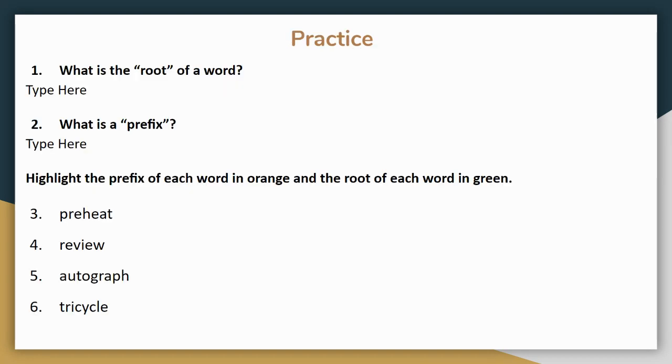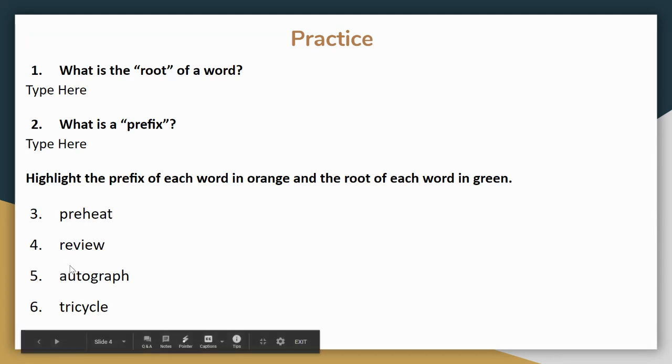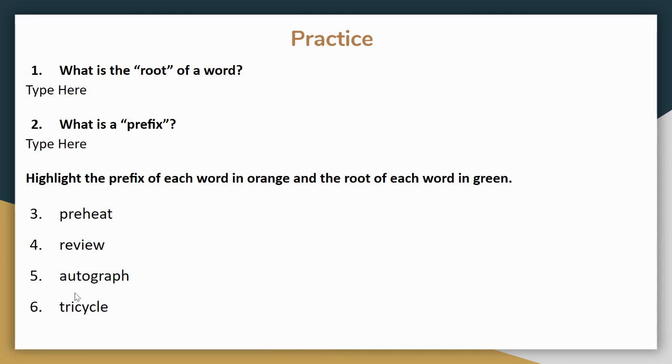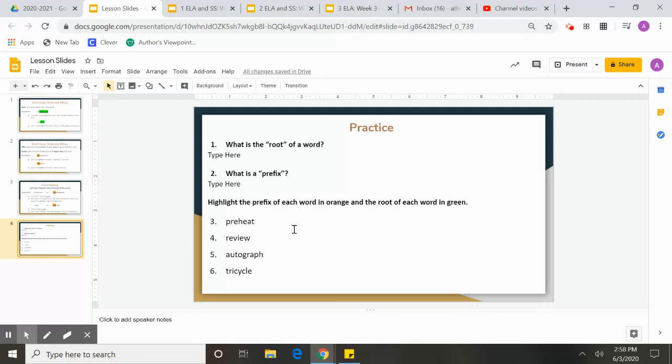Today in your practice, you're going to be answering the questions, what is the root of a word and what is a prefix? Then you're going to look at 4 different words. You're going to highlight the prefix of each word in orange and the root of each word in green. I'm going to show you how you can do that with the highlight tool.